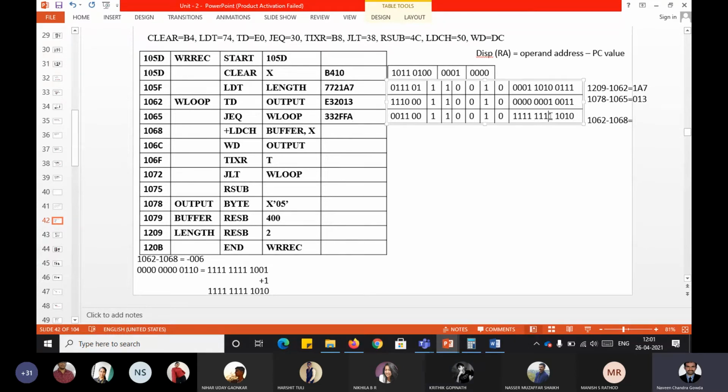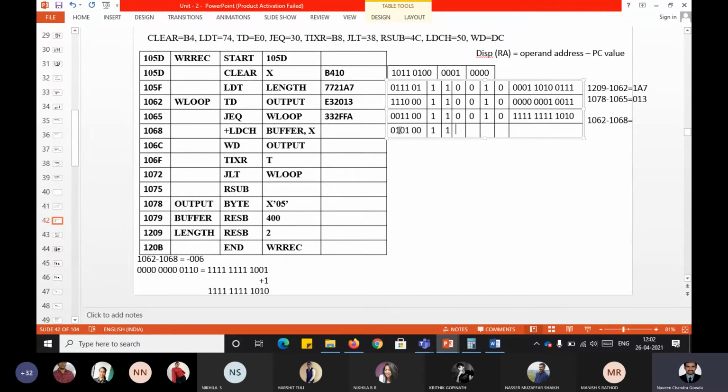LDCH buffer comma X is a format 4 instruction. As usual, what is the opcode of LDCH? You can observe LDCH is 50. So 0101 is the 5 and 0 is the 0, and I'll be neglecting the last 2 bits as usual. Again, it is neither indirect nor immediate, because it does not have either an at-sign or a hash.